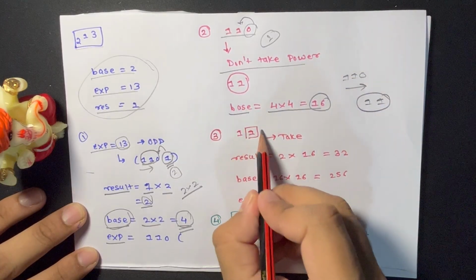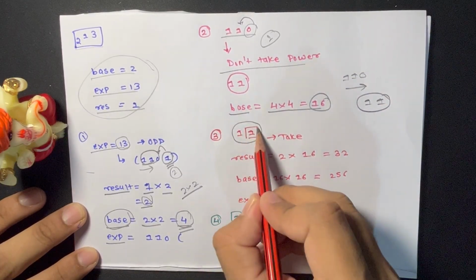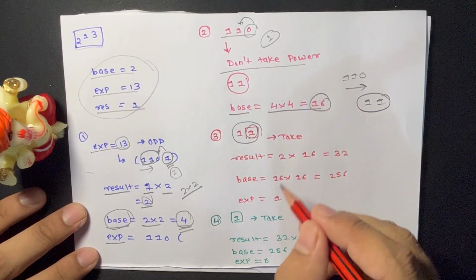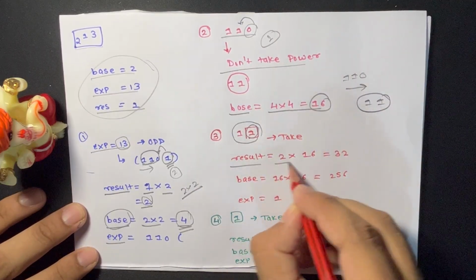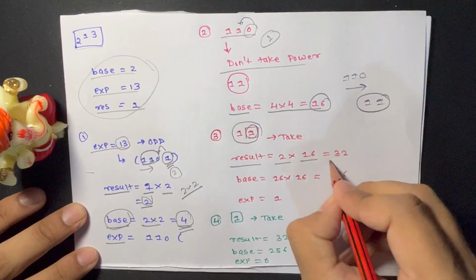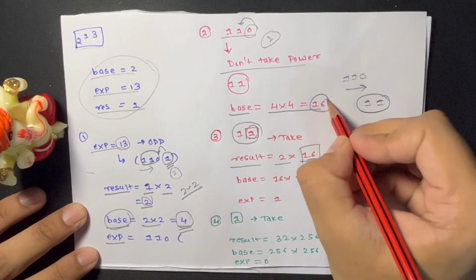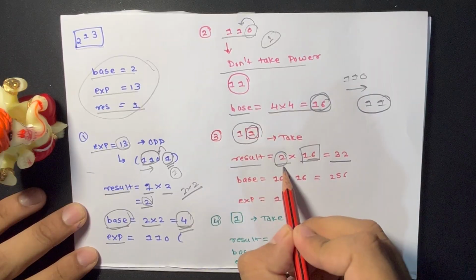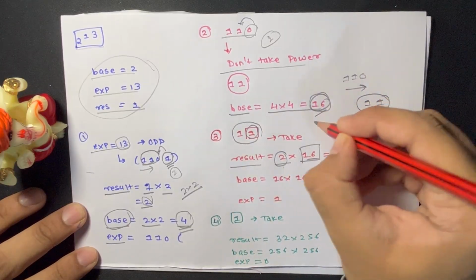Now we are computing from 11. This particular bit is set, so we need to include this power of 2. So result is equal to 2 into 16, which equals 32. This is the base we have calculated, and this is the initial result which we have obtained. So result is equal to result into the current power of 2, which is 16.